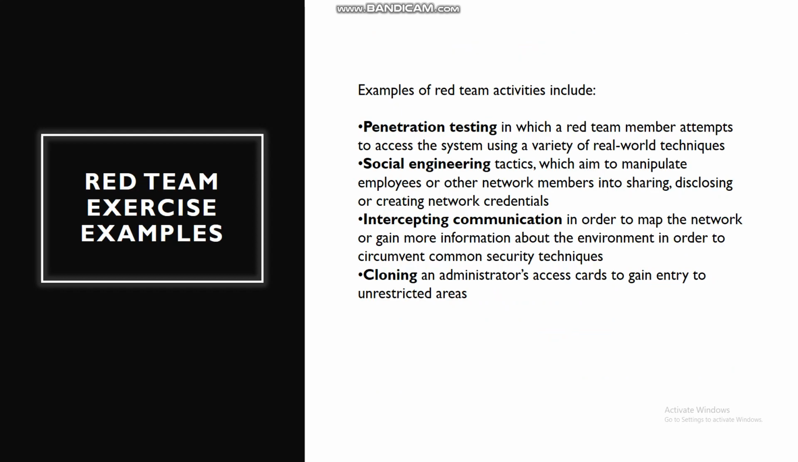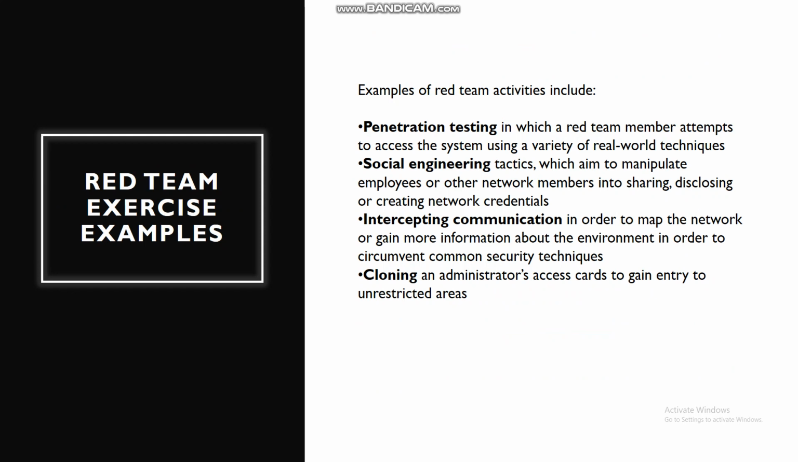What are red team exercise examples? Red team activities include pen testing, in which a red team member attempts to access the system using a variety of real world techniques. Second, social engineering, as we saw in the previous slide, which aims to manipulate employees or other network members into sharing, disclosing, or creating network credentials. So the basic attack is social engineering.